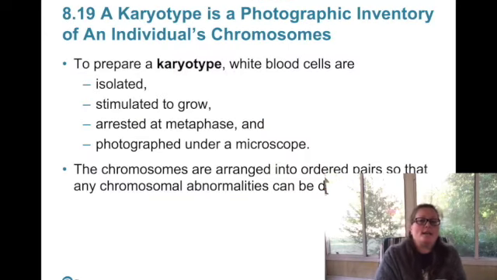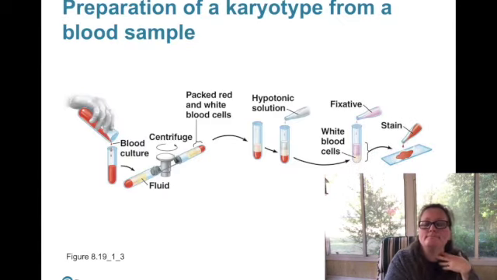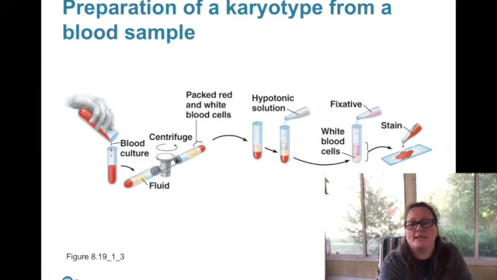Now, a lot of these can be identified through something called a karyotype. This is part of your lab next week. You will be doing an online karyotyping lab. You're going to have to look at it, figure out how it works. You're going to have to identify the abnormalities, that kind of thing. So what they do, they take the blood culture, put it through the centrifuge, which swirls it around, and then they add the solution, fixative, they put it on here, so then they can take a look.